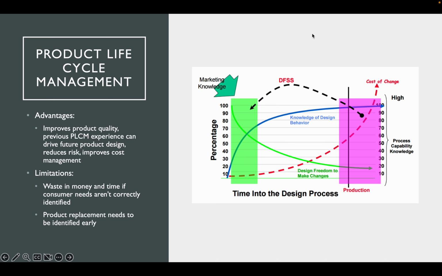So on this graph, it shows the time into the design process, and the knowledge for design behavior shows that a lot of the time is spent at the beginning of a product development phase.